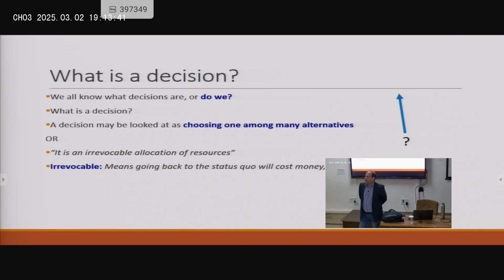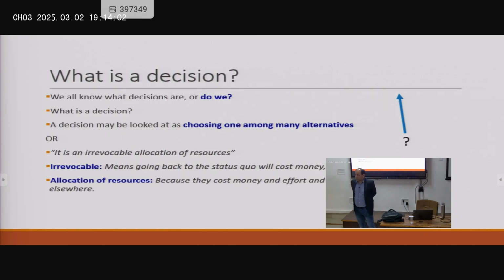Right. So we say it's irrevocable because going back to the status quo should cost money, time, or something along those lines. Okay? Something was committed. Going back would not be the same as the status quo. Then you say you've made a decision.